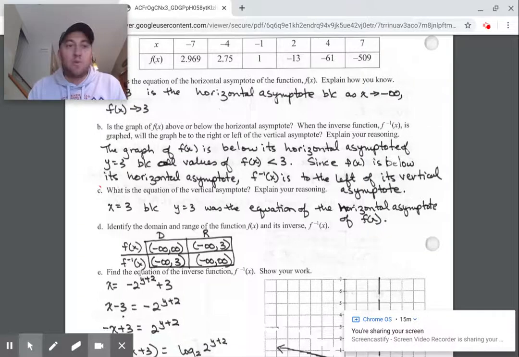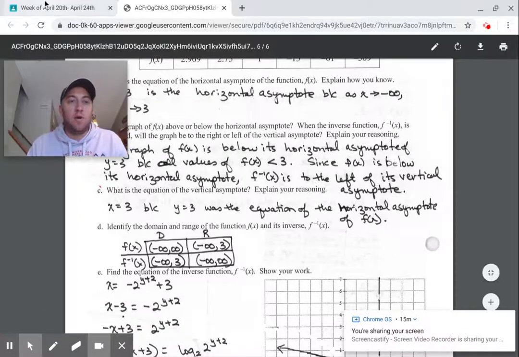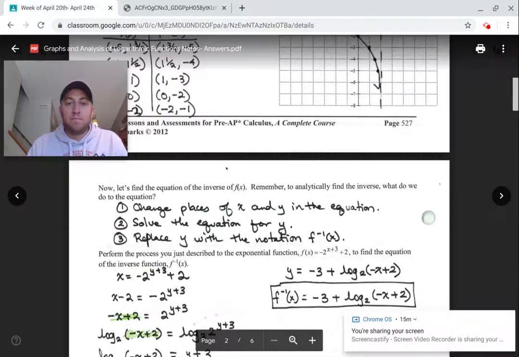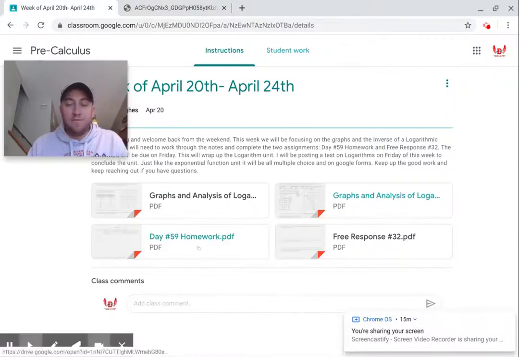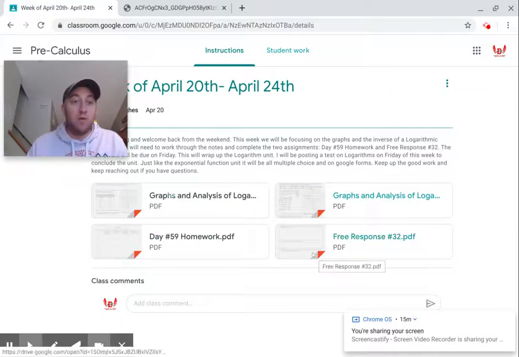So let's recap what we're going to have the rest of the week. You guys will need to do, I believe it's day 59, a day of homework. Day 59 homework and free response number 32. And then just keep in mind that I will be posting a logarithmic test on Friday, all multiple choice again. And we will go from there. Try to have these 2 days of homework in by Friday, so that way I can get them graded, get them into Power School. And then we'll take that test on Friday, and then we'll go from there.